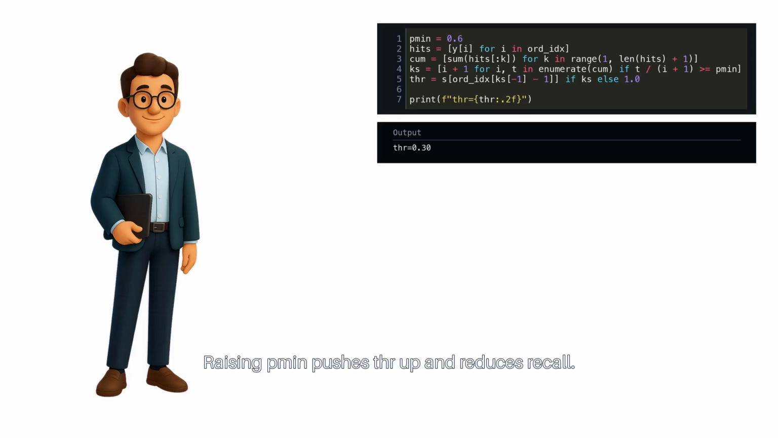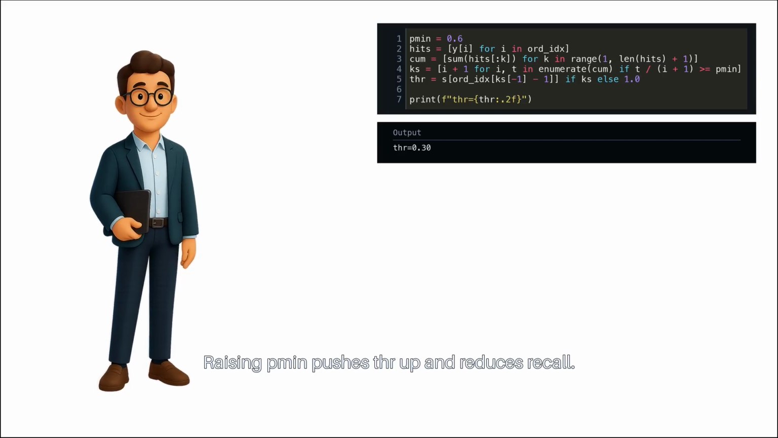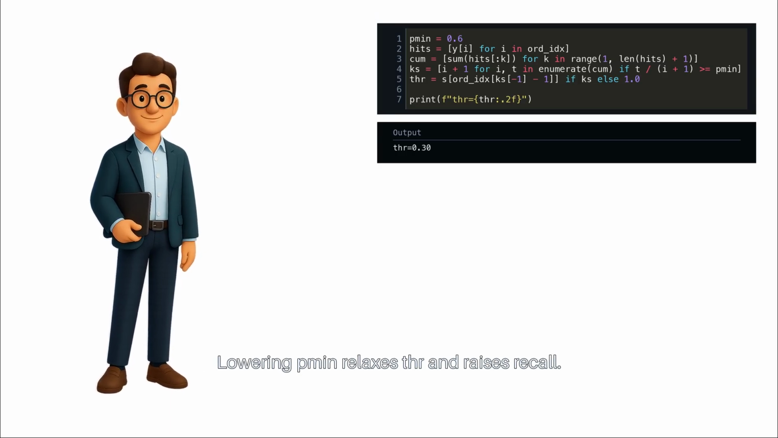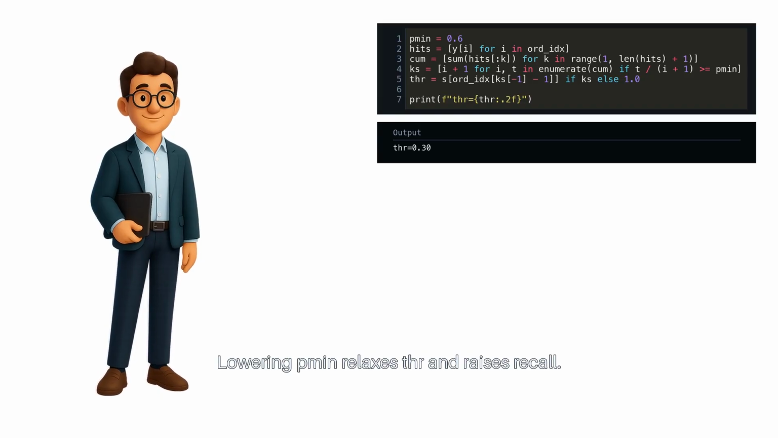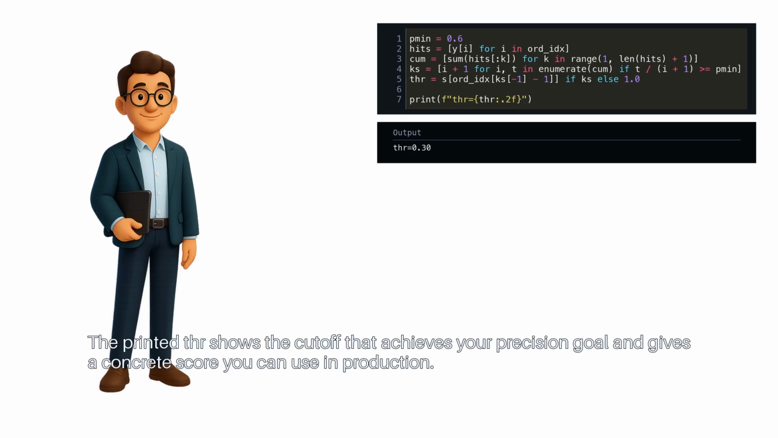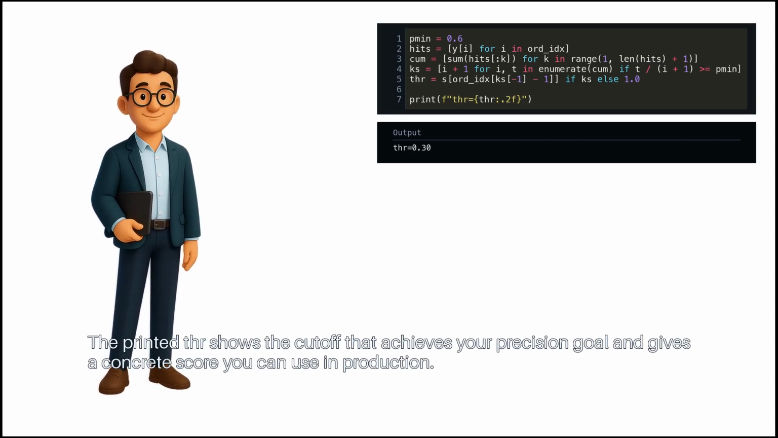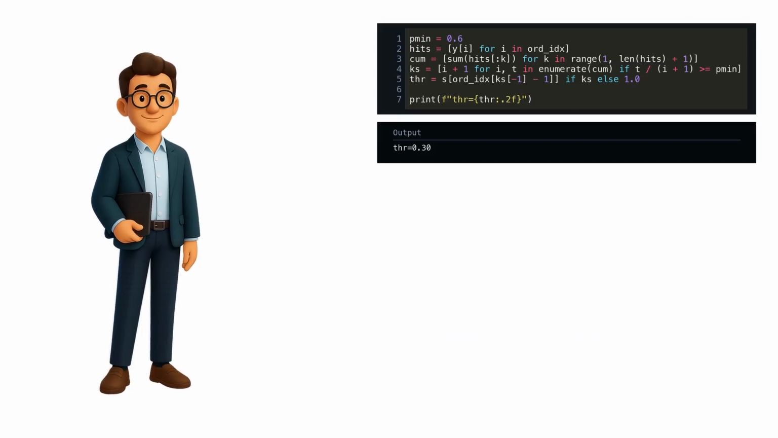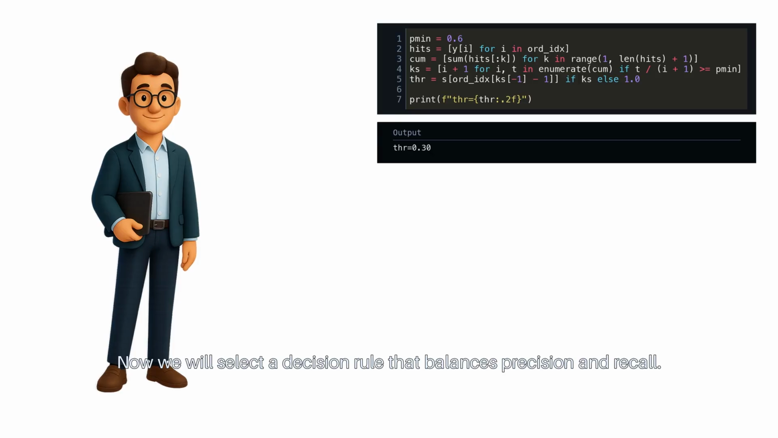Raising pmin pushes THR up and reduces recall. Lowering pmin relaxes THR and raises recall. The printed THR shows the cutoff that achieves your precision goal and gives a concrete score you can use in production. Now we will select a decision rule that balances precision and recall.